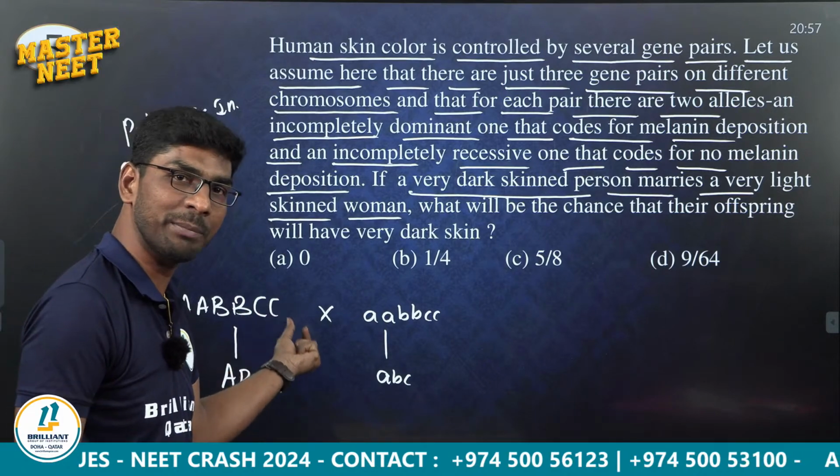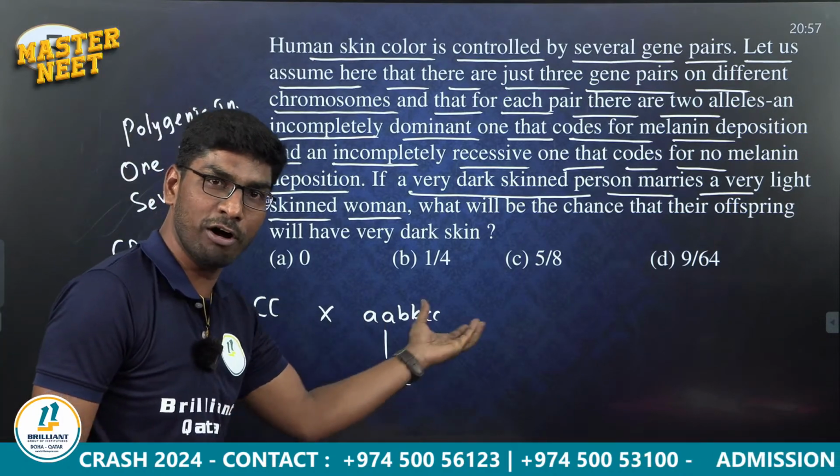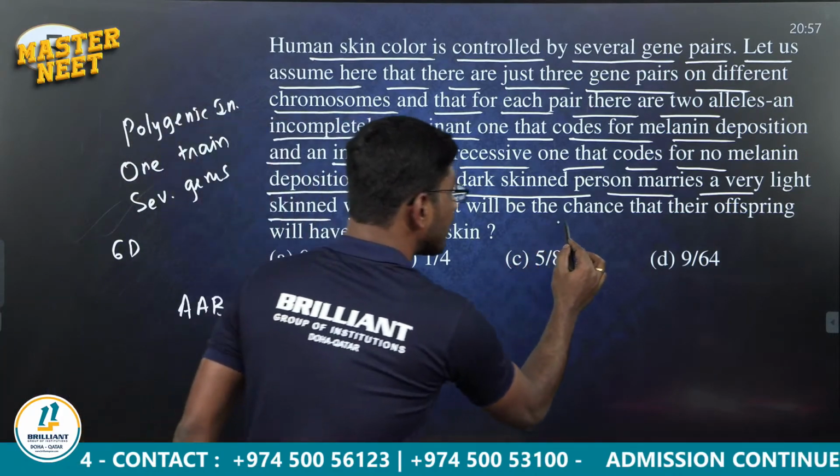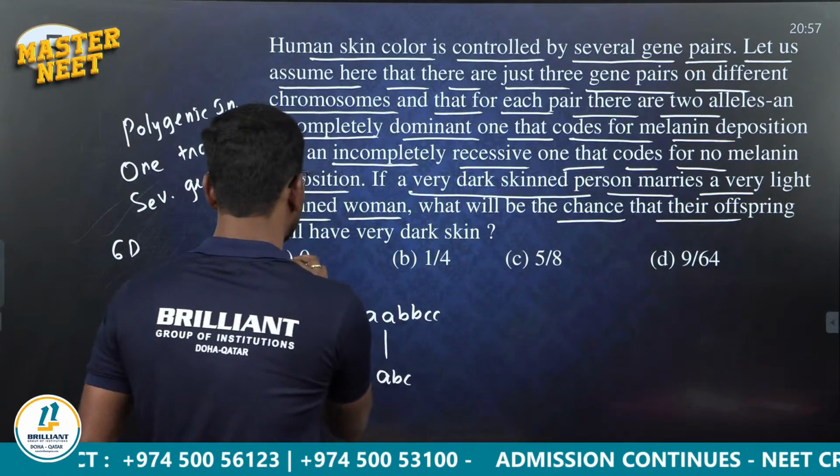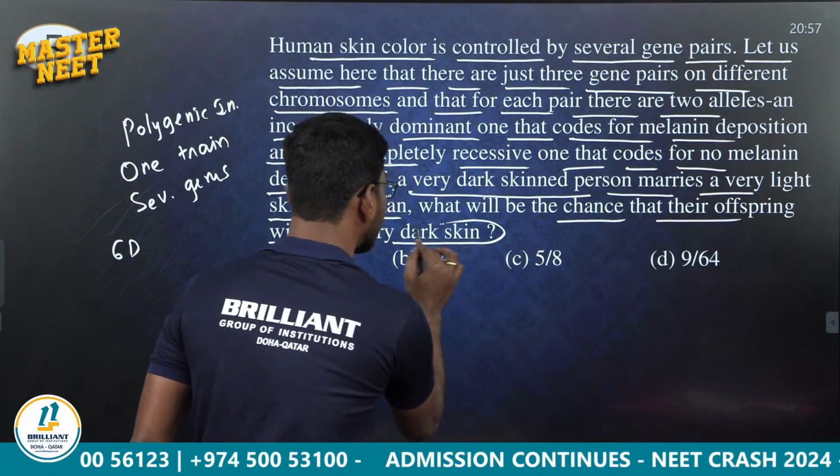Fine. If a very dark skin color person, capital A, capital A, capital B, capital B, capital C, capital C, marries a very light skinned woman, small a, all are small a, what will be the chance of their offspring having very dark skin color?